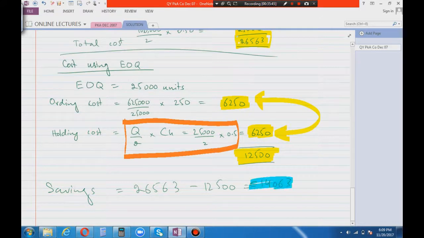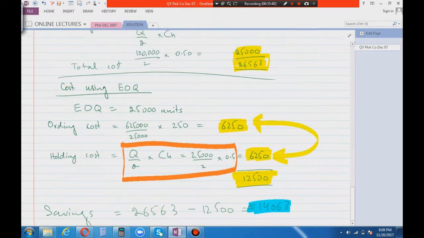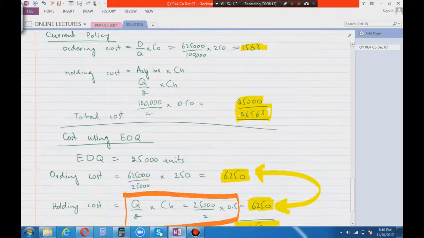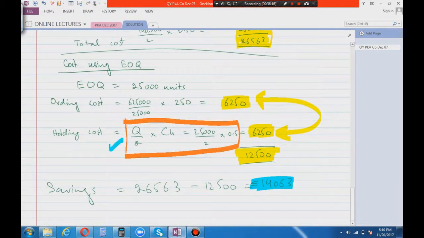And if you could see, we have calculated 14,063 in our previous calculation, also 14,063. So if you want to calculate saving, then you can ignore minimum inventory on both sides. Basically, you can ignore minimum inventory on both the policies, and then the shortcut would be that you don't have to calculate minimum inventory, and the second one is that you don't have to do the holding cost calculation again, because ordering cost and holding cost would be the same, right?